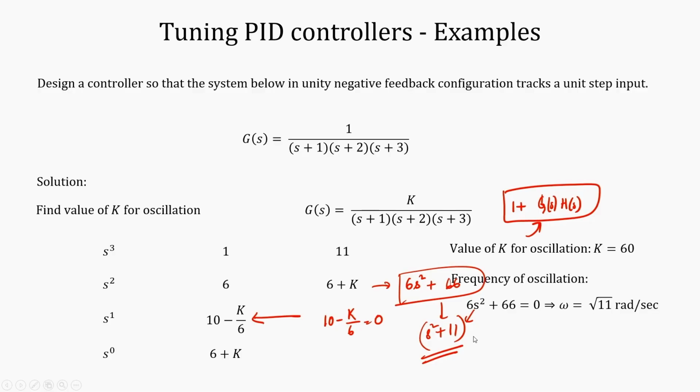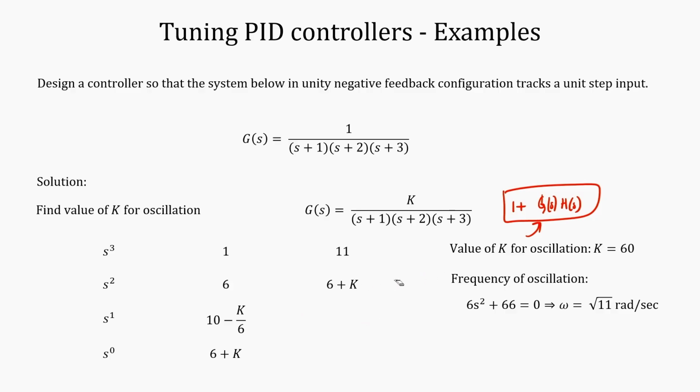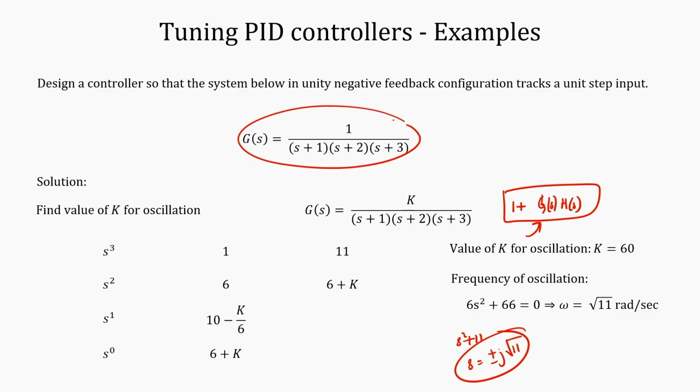So, what is the frequency of oscillation now? s square plus 11 being a factor means s equal to plus minus j root over 11 are two closed loop poles of the system at k equal to 60. Remember, this system has 3 closed loop poles for different values of k. At k equal to 60, 2 of the closed loop poles will be plus minus j root over 11.